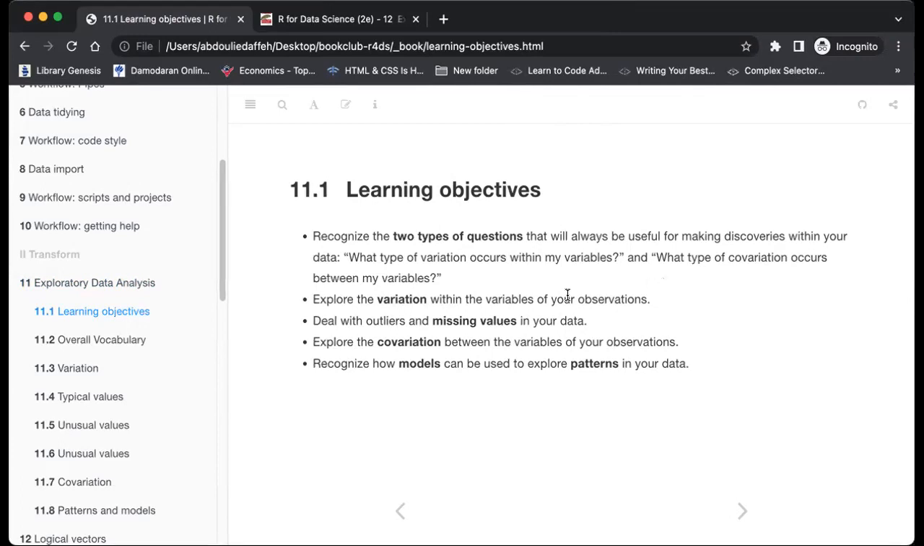To explore the variation within the variables of your observations, deal with outliers and missing values, or unusual values like outliers and also missing values in your data. To also explore the covariation between the variables of your observations, recognize how models can be used to explore patterns in your data. But as for the modeling part, I think they clearly mentioned that the book is not going to look at modeling. So he just briefly mentioned it in the last section.